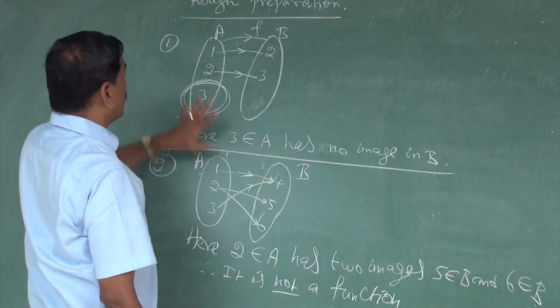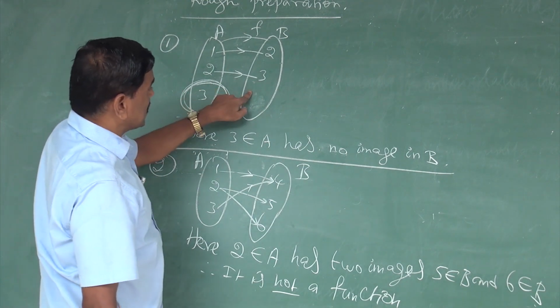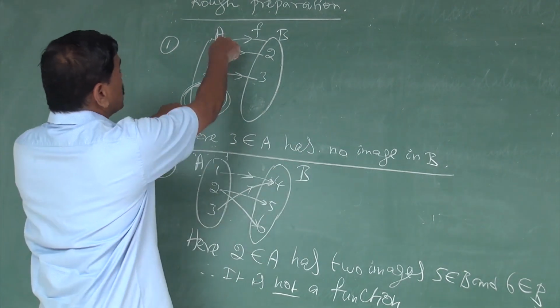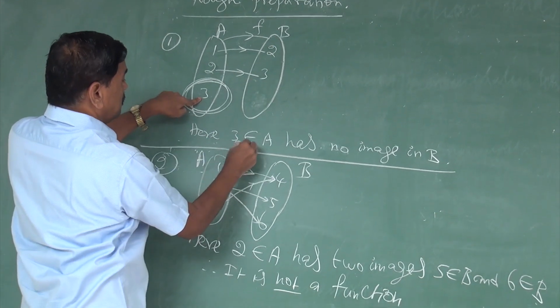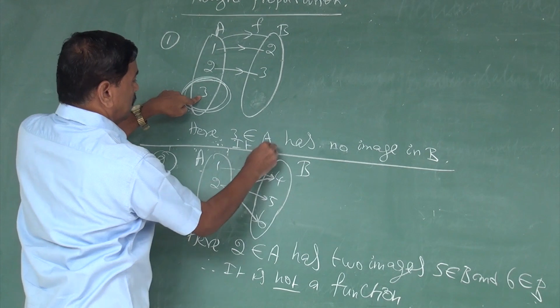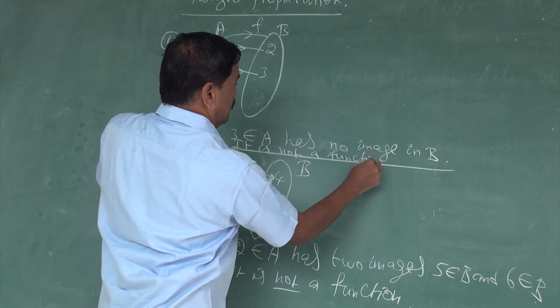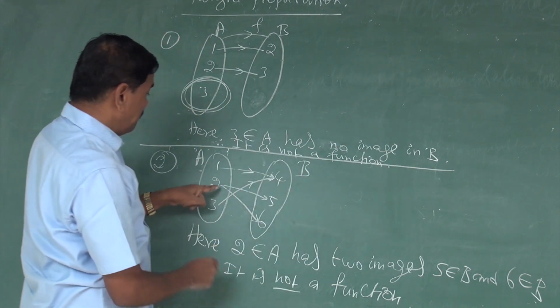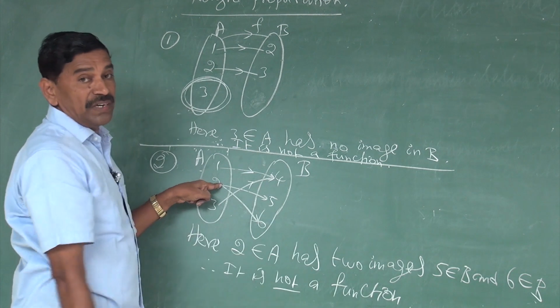Okay. Listen again to the first case. Here 3 belongs to A, has no image in B. Therefore, it is not a function. Okay. Here 2 has 2 images. Therefore, it is not a function.